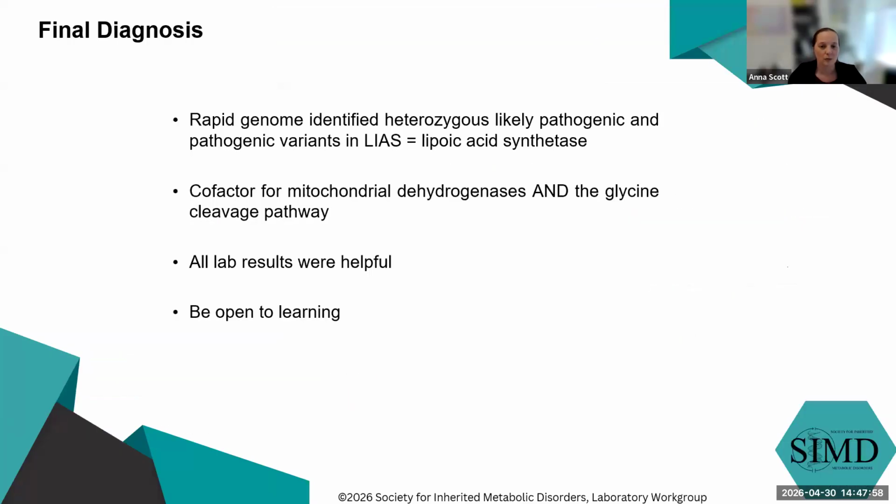And rapid genome found LIAS, lipoic acid synthetase deficiency. I thought variant of NKH2, but MRS reported normal CSF glycine. The kid never was neurologically severe enough to justify a CSF tap, so we haven't tested CSF amino acids, but rapid genome found variants in LIAS. So this is a cofactor synthesis pathway that affects mitochondrial dehydrogenases and the glycine cleavage pathway. And we really needed all of the labs to put this together.